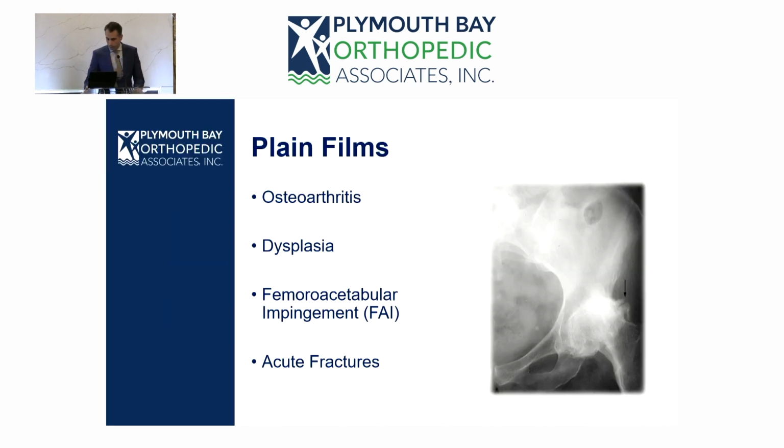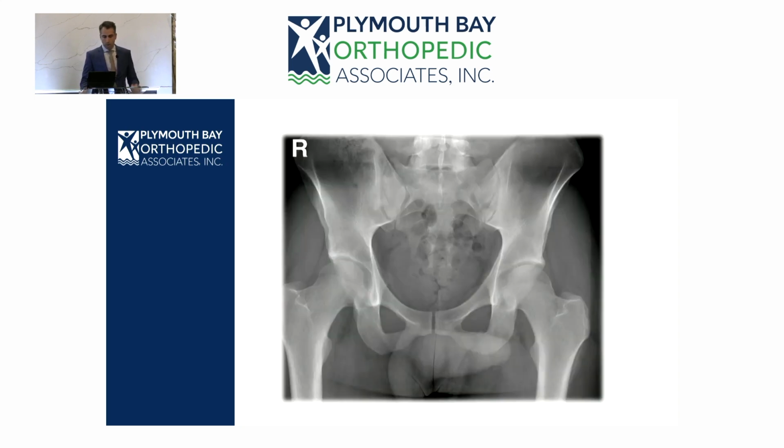And so what are these radiographic findings? Typically when we get plain x-rays, we can immediately see whether this is osteoarthritis, whether it's a dysplasia, is it an impingement, or is there a fracture as well? And so for me, I start with the AP pelvis, and in a systematic way I start by going away from the hip initially.